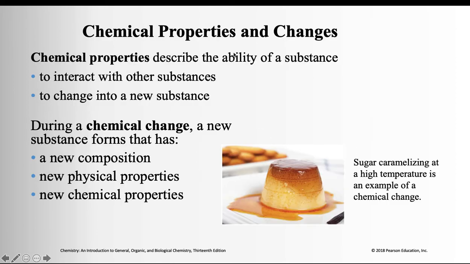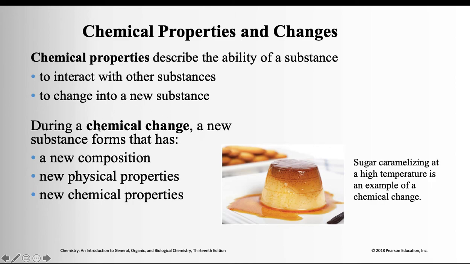The chemical properties and changes are slightly different. Chemical properties describe the ability of a particular compound to interact with other substances or change into a different substance: how well they react, how they react in general, what they produce, and so on. That's a chemical property of a particular compound.